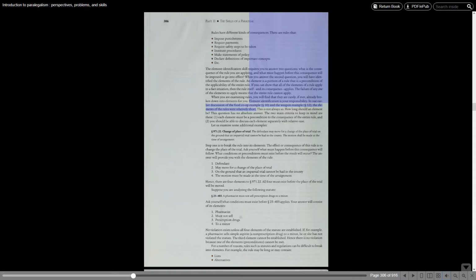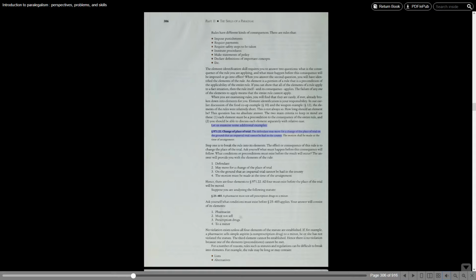In our earlier discussion of the food co-op example 10 and the weapon example 12, the elements of the rules were relatively short. This is not always so. How long should an element be? This question has no absolute answer. The two main criteria to keep in mind are these. 1. Each element must be a precondition to the consequence of the entire rule, and 2. You should be able to discuss each element separately with relative ease. Let us examine some additional examples.